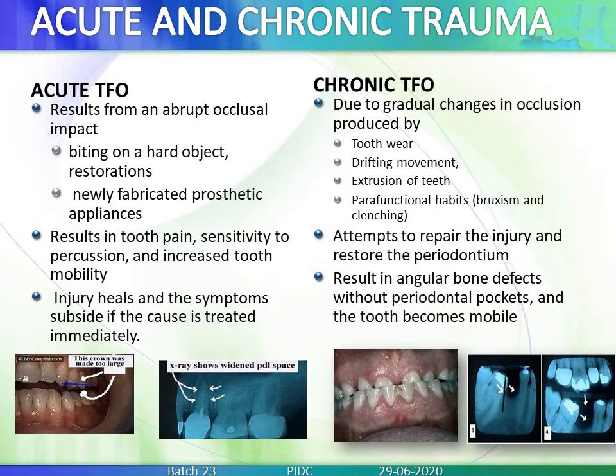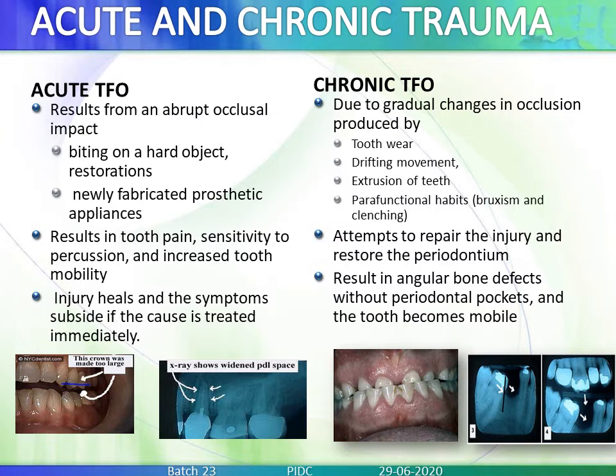Now, coming on to the differences between acute and chronic trauma from occlusion. The terms acute and chronic refer to a period of time, which means that acute results from some immediate reaction and chronic is because of gradual changes over a period of months.